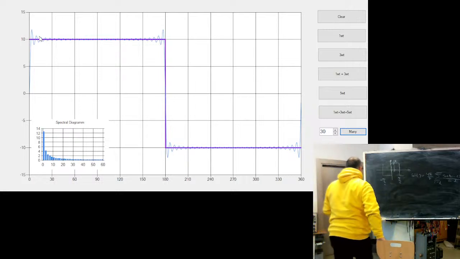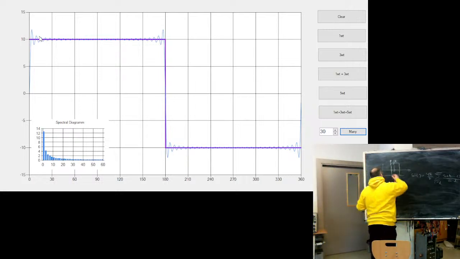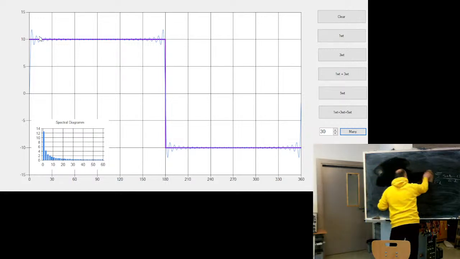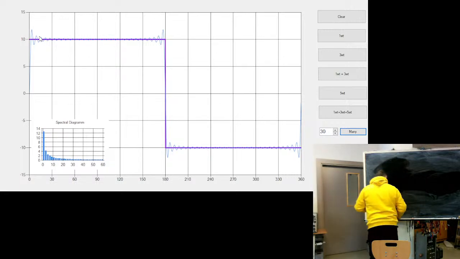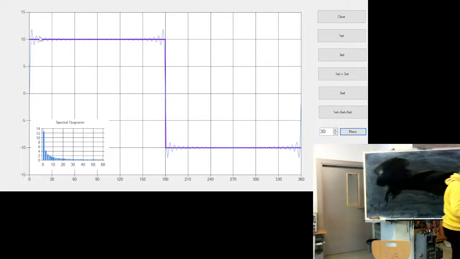So to understand the nature of this behavior, we need to take a look into Gibbs theory. Where is my Gibbs theory?